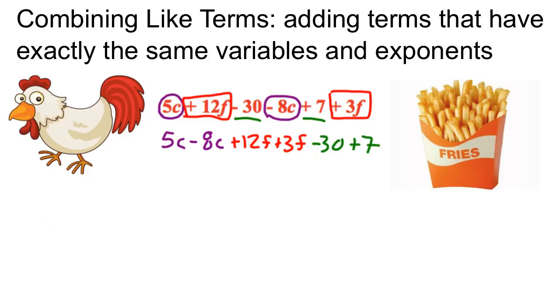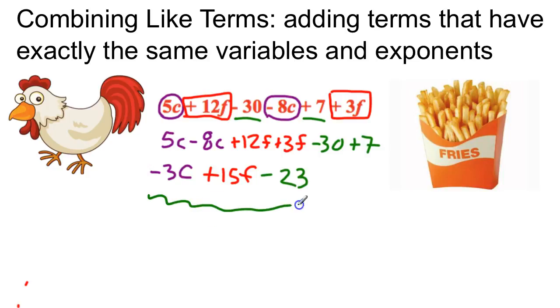Okay, now I can combine these. 5C minus 8C. So I know I'm going to have a C at the end, and I have to do 5 minus 8. Use a calculator, number line, that's going to be negative 3C. Now I'll do the F, so I have plus 12F plus 3F. I know it's going to end with an F. 12 plus 3, that is 15. And last, minus 30 plus 7, that is going to be negative 23.